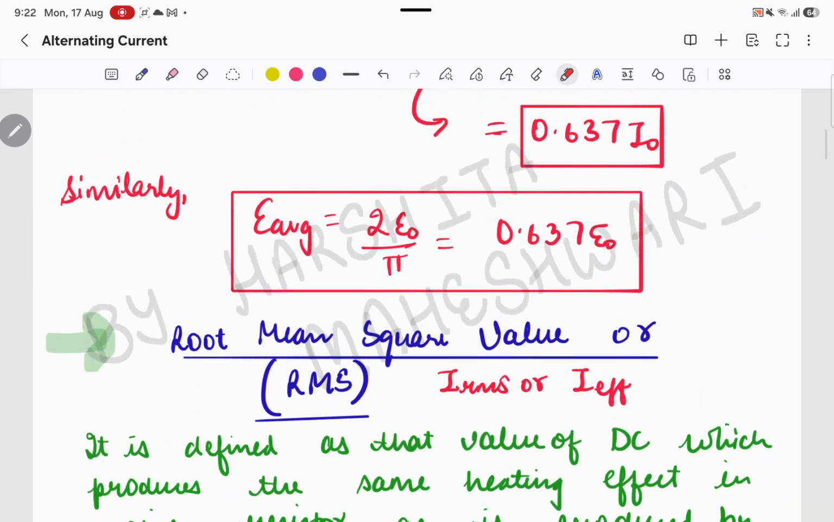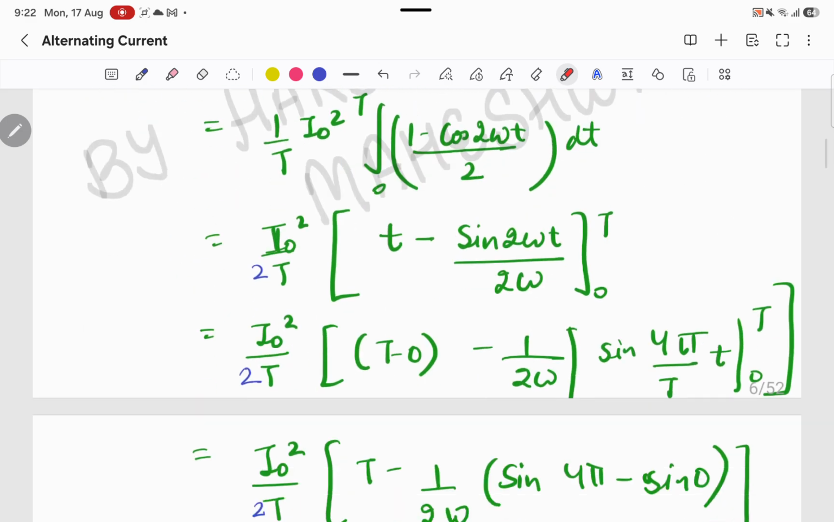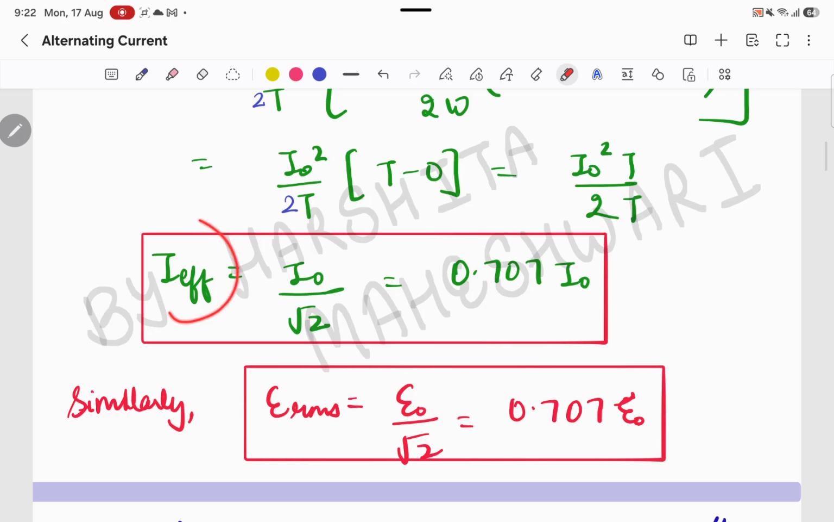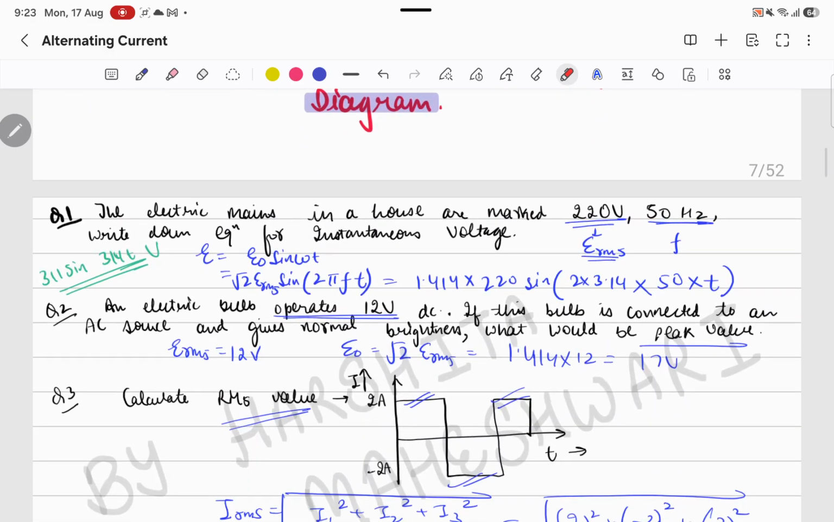So if I was calculating the answer for average, that will be 2 I naught by pi, which is equal to 0.637 I naught. And if I am calculating the value for I effective, that will be 0.707 I naught. You have to cram it, learn it. Now we have certain questions to be done.